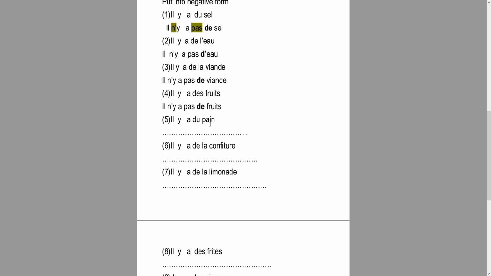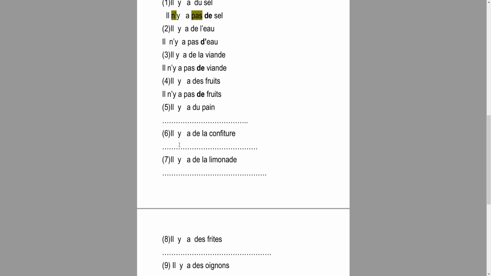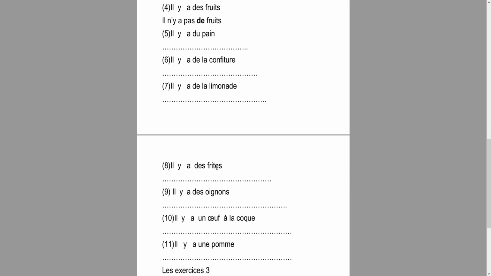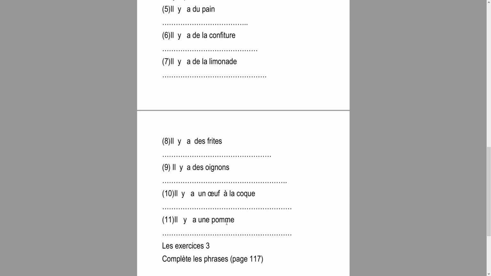Il y a du pain, il n'y a pas de pain. Il y a de la confiture, il n'y a pas de confiture. Il y a de la limonade, il n'y a pas de limonade. This one, il y a des frites, il n'y a pas de frites. Il y a des oignons, il n'y a pas d'oignons. D apostrophe. Il y a un œuf à la coque, il n'y a pas d'œuf à la coque. Il y a une pomme, il n'y a pas de pomme.